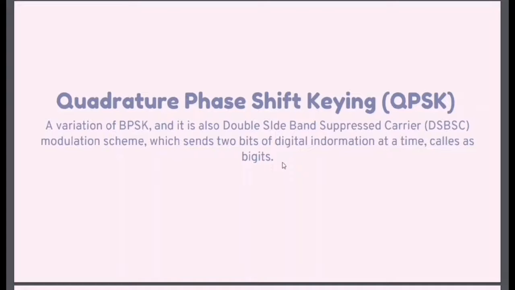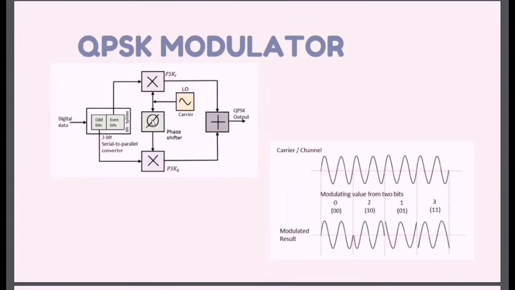QPSK is a variation of BPSK. It is also a double sideband suppressed carrier, DSBSC, modulation scheme, which sends 2 bits of digital information at a time, called the dibits. The QPSK modulator uses a bit splitter to multiply with the local oscillator, and a summer circuit. Following is the block diagram for the same.